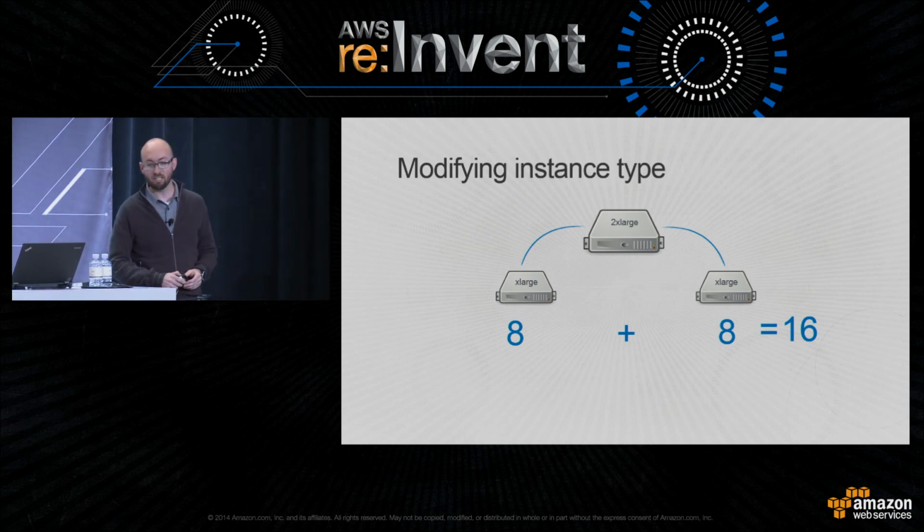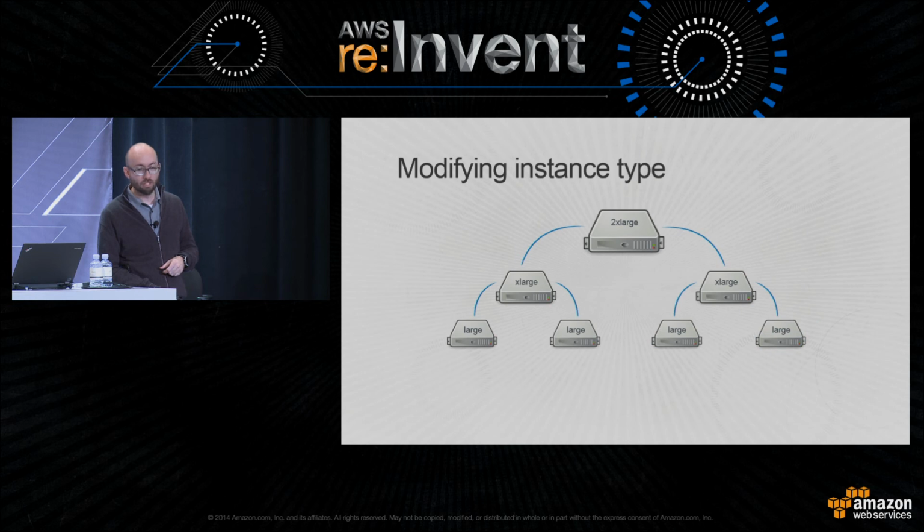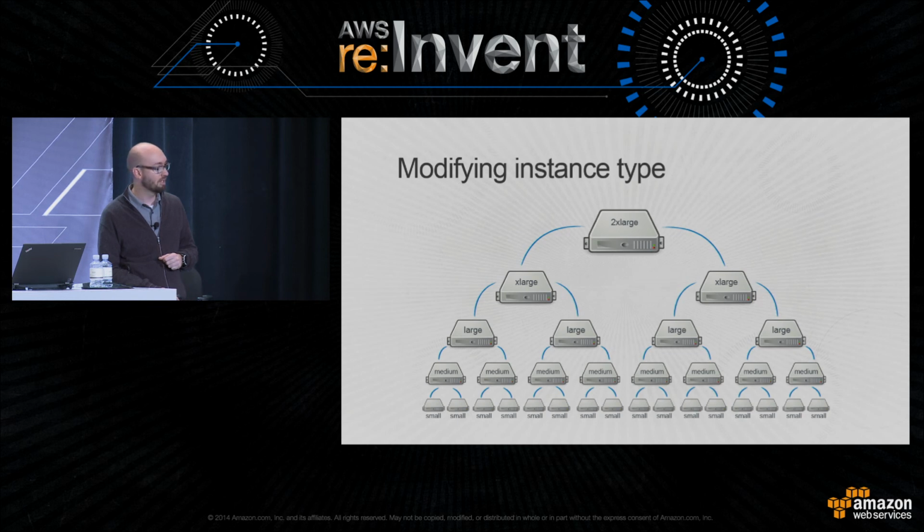I know it's late in the day. So as long as everything adds up to the same units as the original reservation, you can make any change you want. So 2 extra larges goes into 4 larges into 8 mediums into 16 smalls. And this is all bidirectional. So you could go up or down, take 2 smalls and convert it into a medium, whatever you want to do.